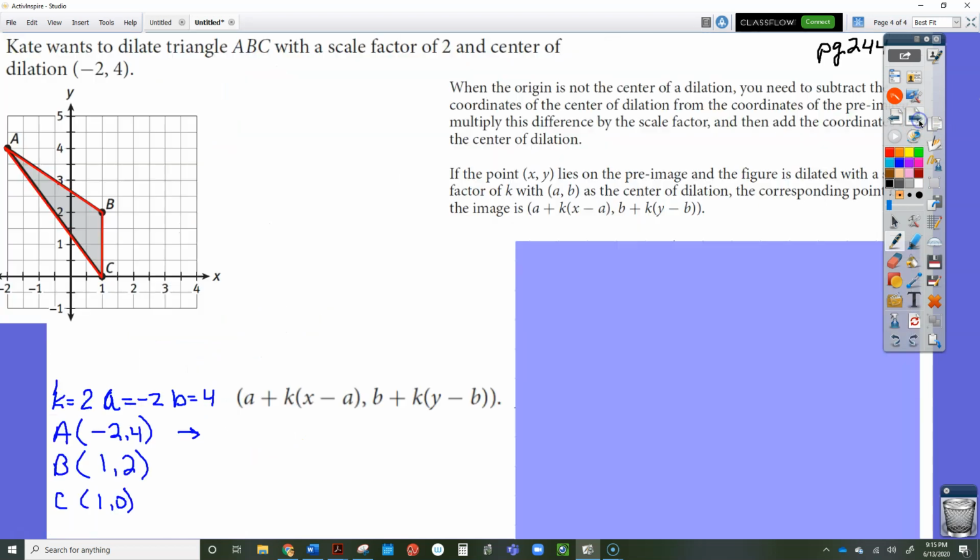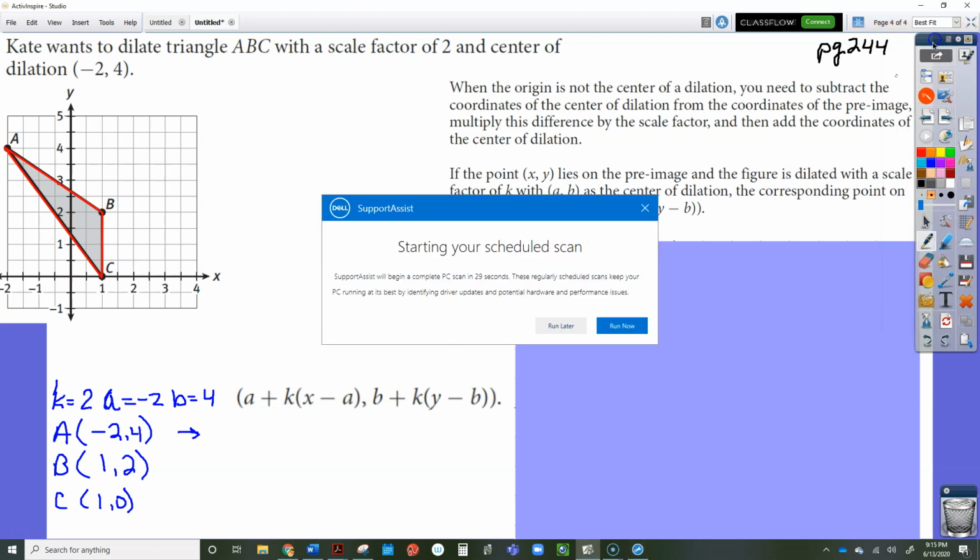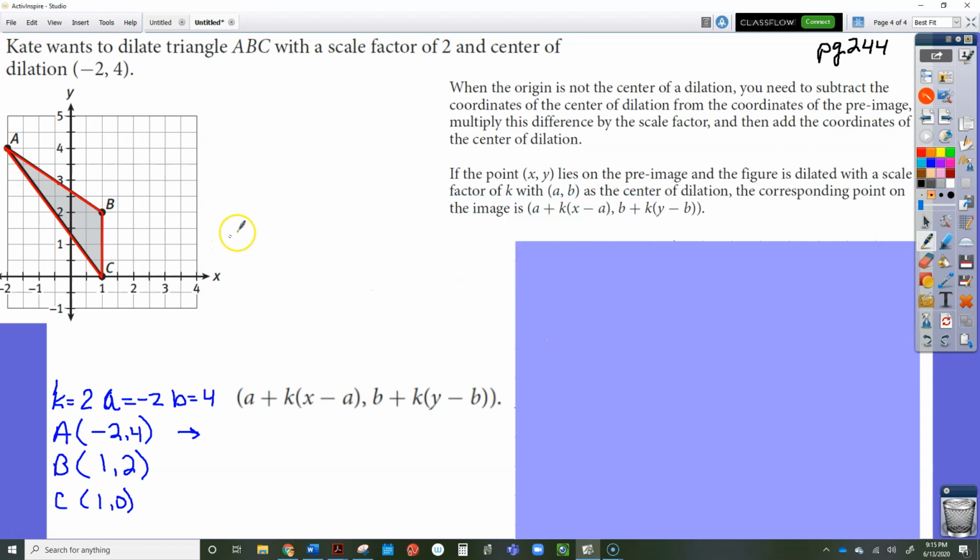Okay, so moving on, I'm on page 244 now. On page 244, they say Kate wants to dilate the triangle ABC with a scale factor of 2 and a center of (-2, 4).